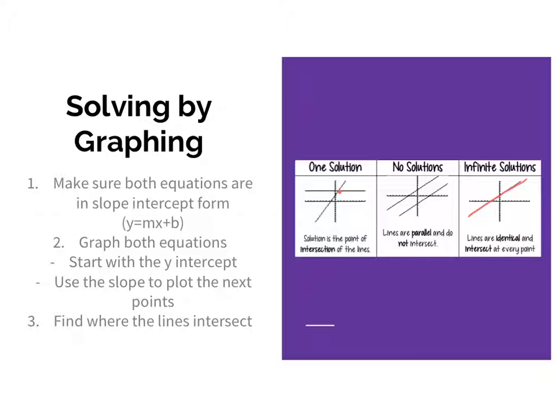So there's infinite solutions. When we're solving by graphing, we just have to make sure that both equations are in slope-intercept form, or y equals mx plus b. We're going to graph both equations. So you start with the y-intercept and use the slope to plot the next points, and then find where the lines intersect. And the point at which they intersect or touch each other is going to be the solution to the system.